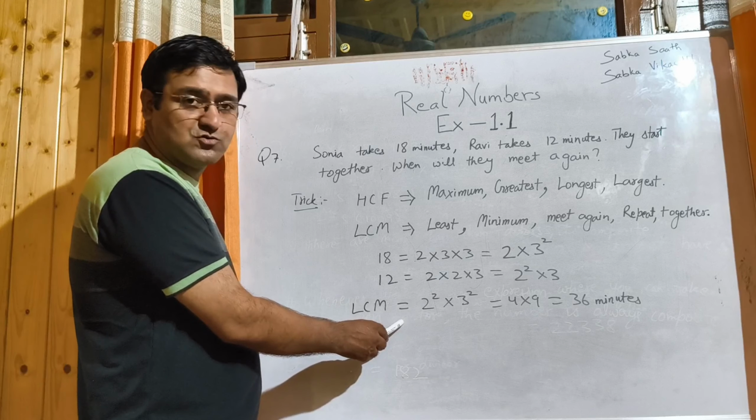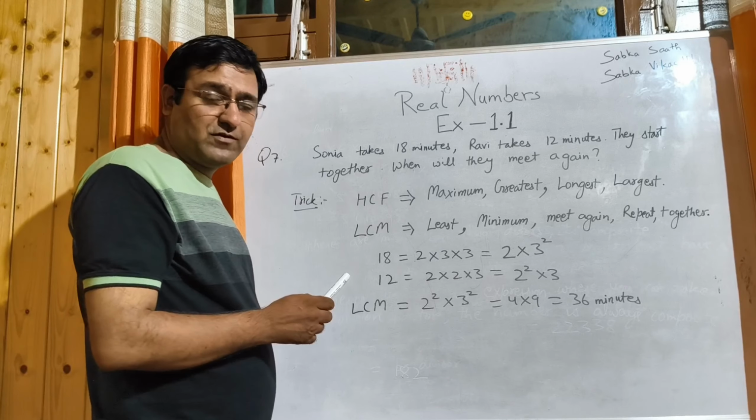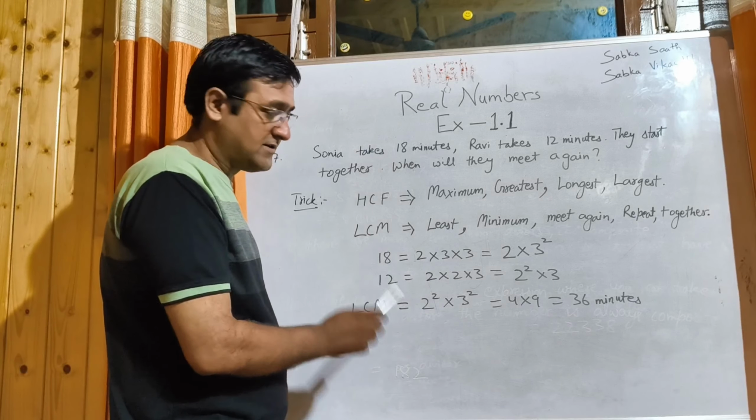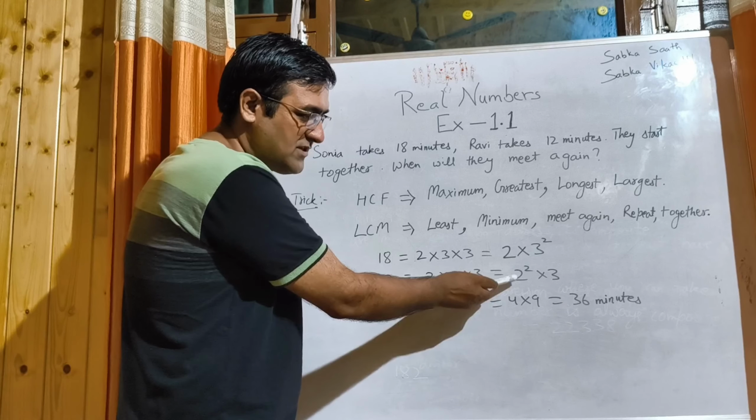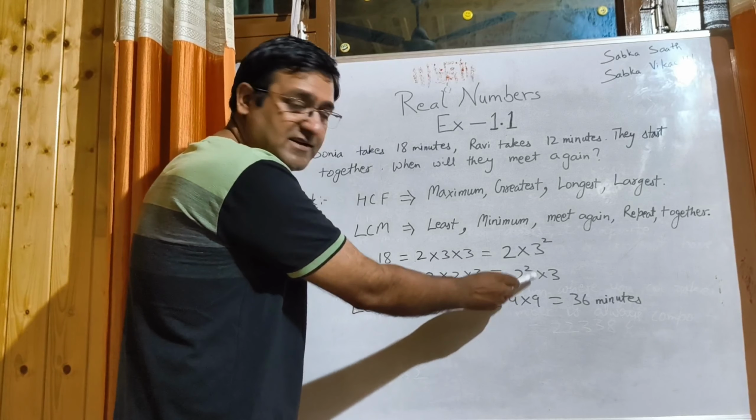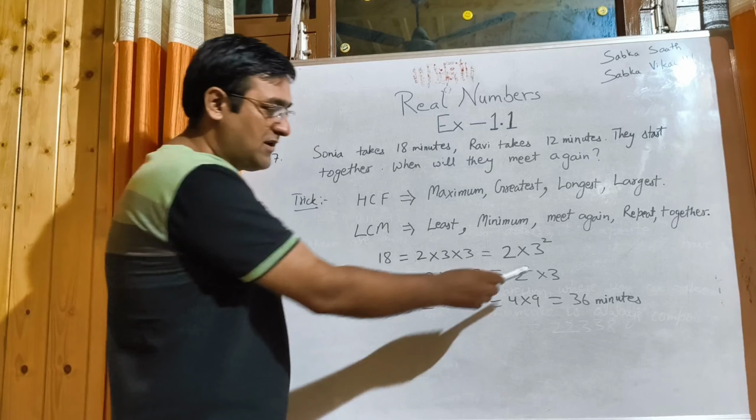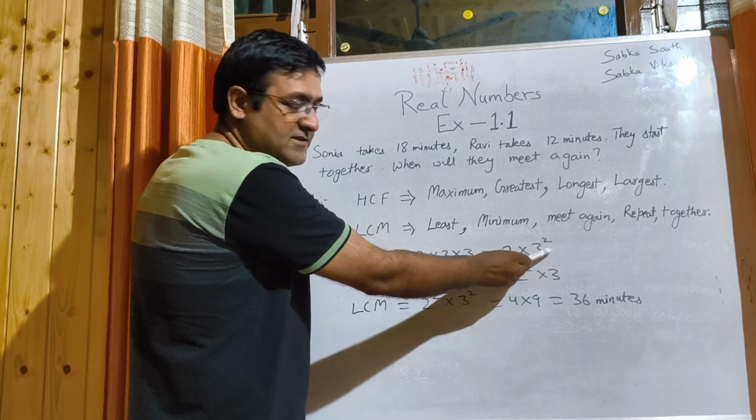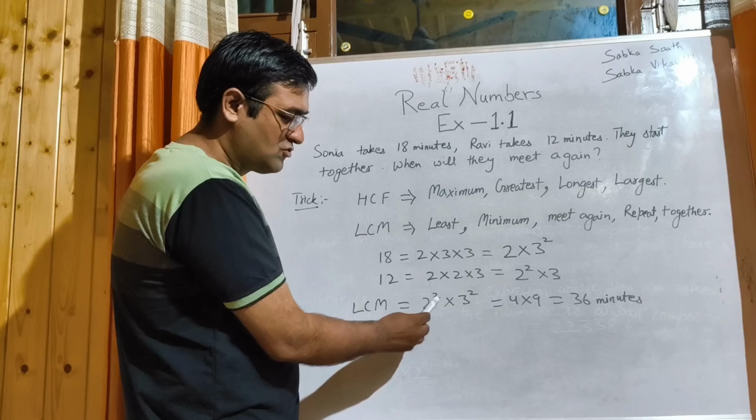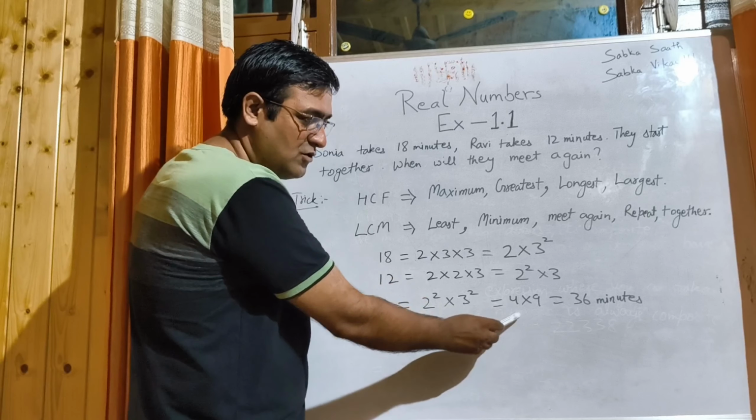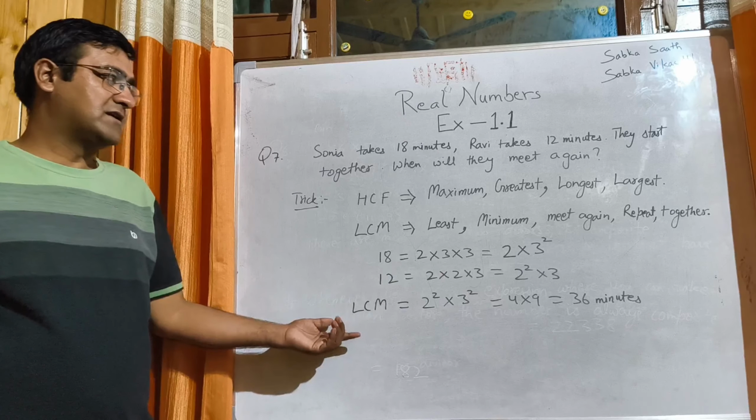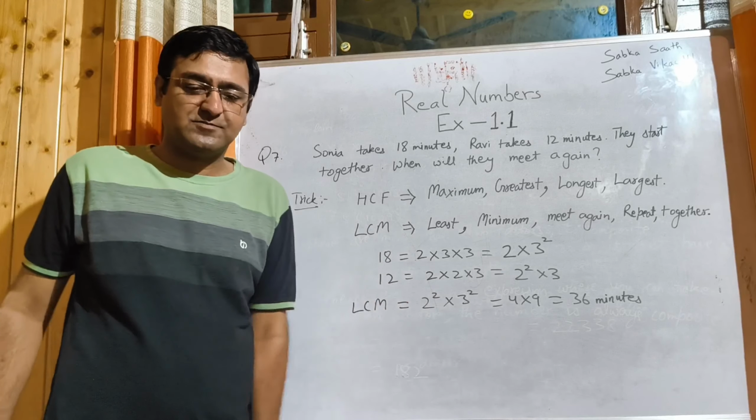So LCM, as you remember from the earlier videos, is the product of the highest power of all the factors. So we have seen 2 is here and 2 is here. Here 2's power is 1, here 2's power is 2. So we are taking the greatest power, which is 2 square. Similarly, in case of 3, it has power 1 and power 2. So we are taking 3 raised to power 2. So 2 square is 4, 3 square is 9, 4 into 9 is 36. So the answer would be 36 minutes. So they will meet again in 36 minutes.